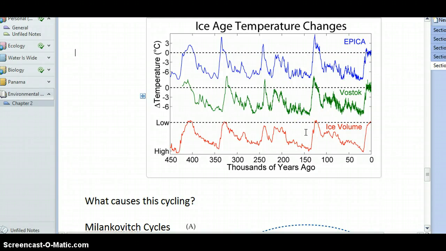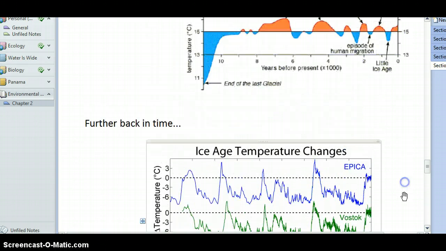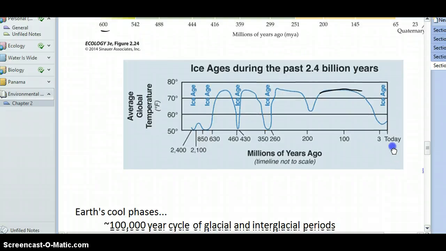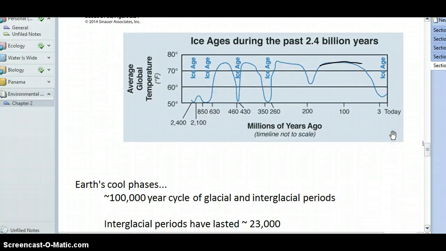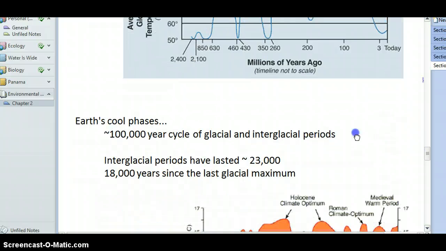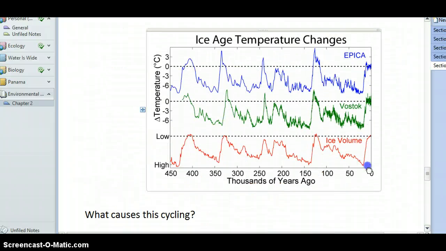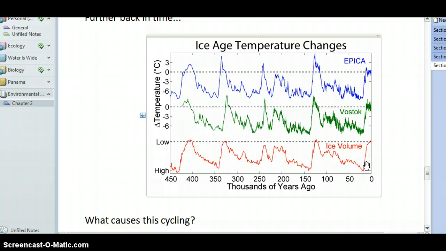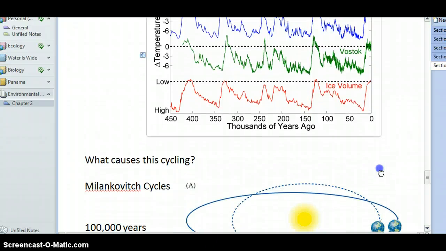All right, now the last thing we need to talk about in chapter 2. We saw that the climate changes over time from relatively warm to relatively cold periods. Within the cold periods, we tend to have these cycles of glacial and interglacial periods. We're currently in an interglacial. So what causes these long-term patterns, these long-term changes in the climate?